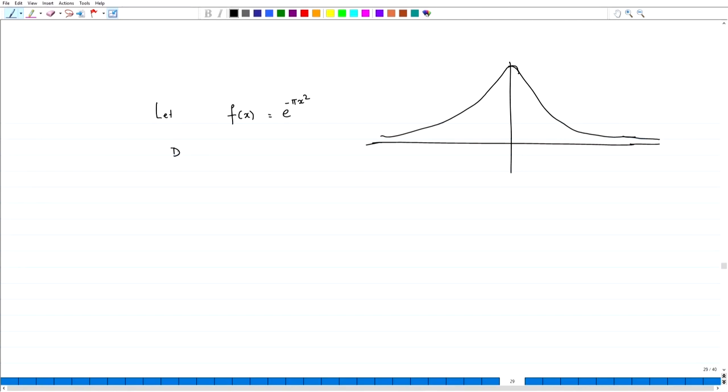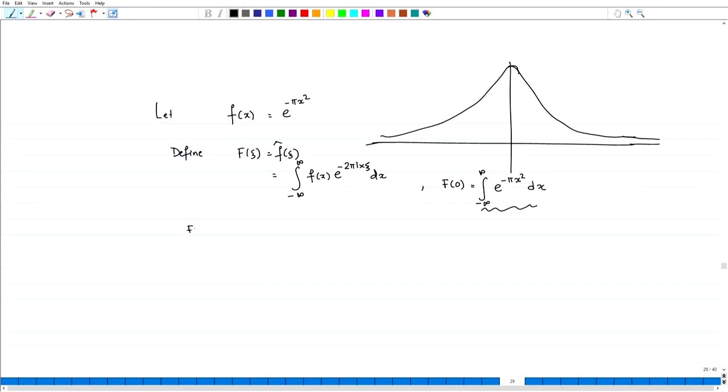So, define f hat of xi, which is defined as the integral from minus infinity to infinity of f of x e to the power minus 2 pi i x xi dx. Okay. So, what we have seen is that if I take f hat of 0, then this is going to be the integral from minus infinity to infinity of e to the power minus pi x square dx. And what is the value of f hat of 0? So, this is how to compute this integral.